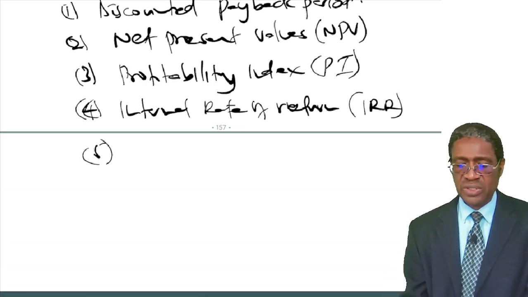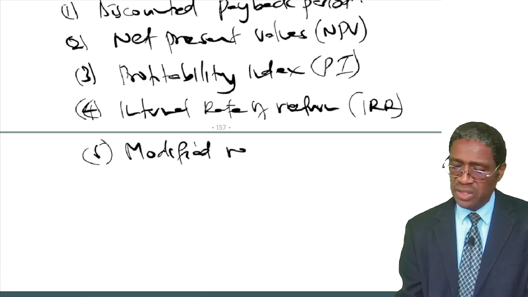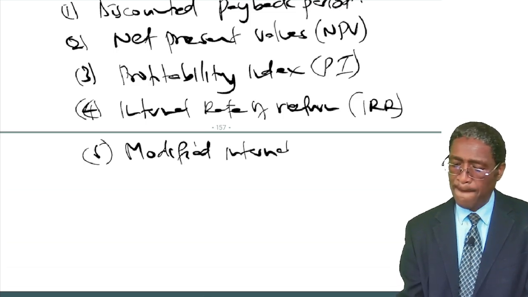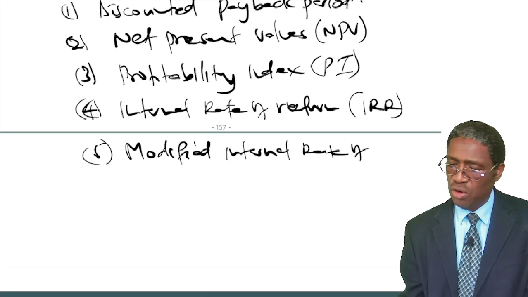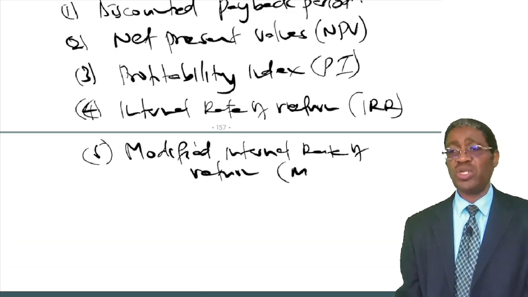Number 5 is what we call modified internal rate of return. Modified internal rate of return. We also call it in short MIRR.